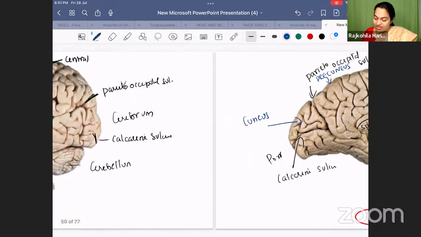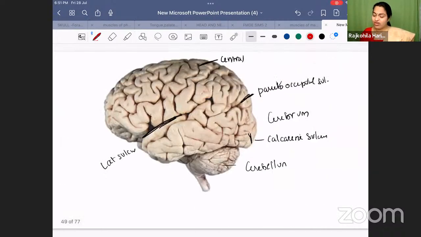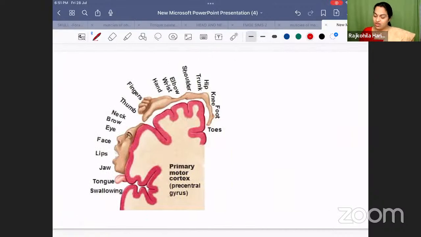So the question is, paresis of? It's the left paracentral lobule. What did we learn? If it's the left, the patient is going to present on the right. So it should be either this or this. Now, which part of the body is represented in the paracentral lobule? This is your supralateral surface. This is the medial surface where you see the paracentral lobule. Which part of the body is represented here?